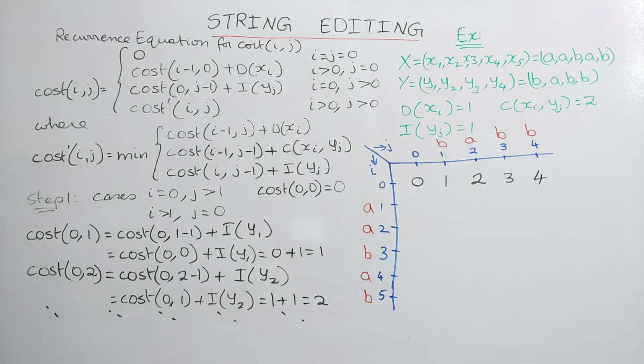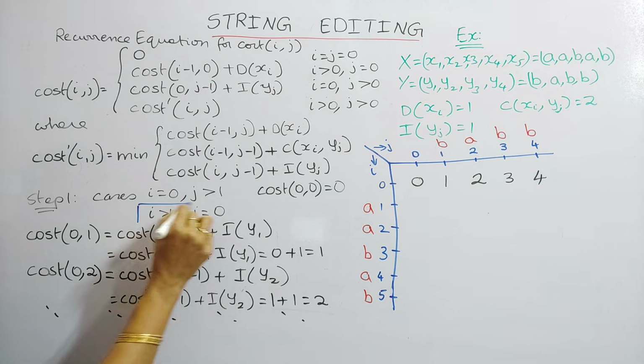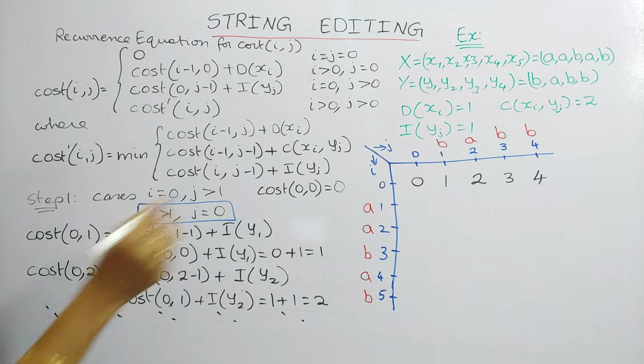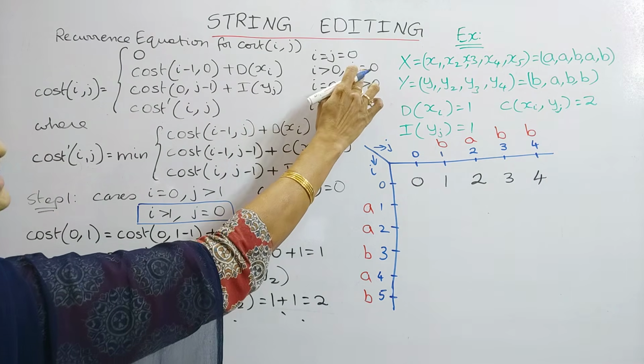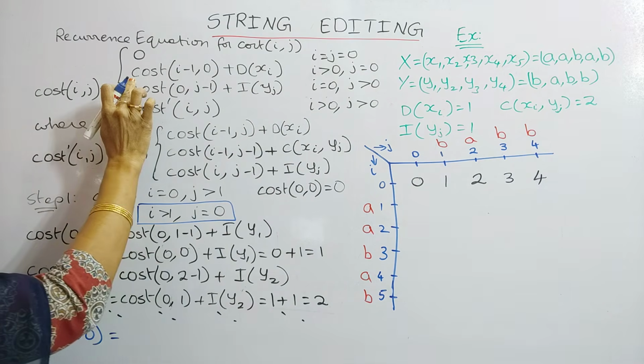Now you compute for I greater than this one. Now you have to compute for this one. That is cost of 1, 0. That is this one. So cost of 1, 0 is equal to, so here our I is greater than 0 but j is 0. So I is greater than 0 and j is 0. So that's why now you have to use which formula?